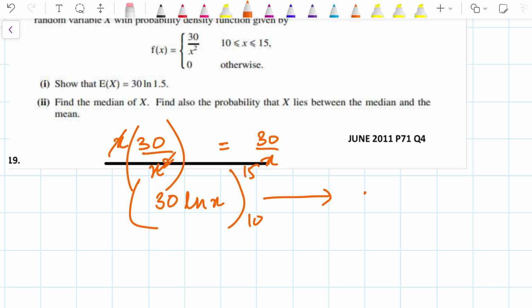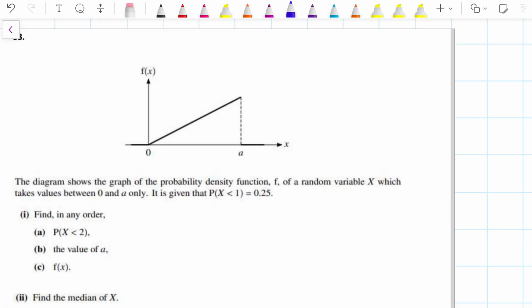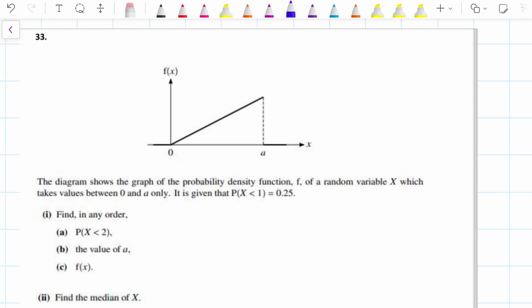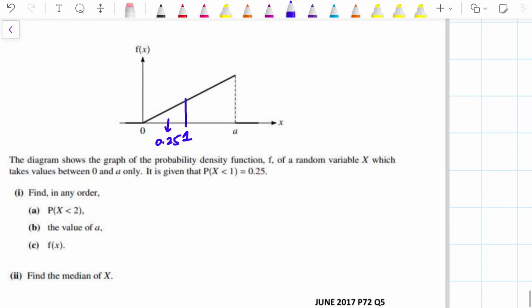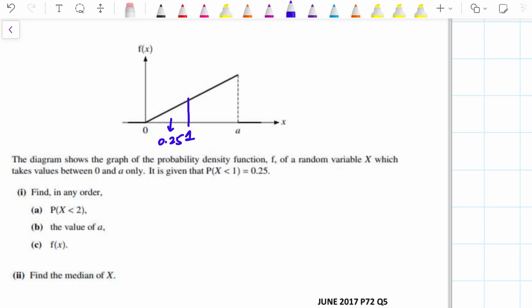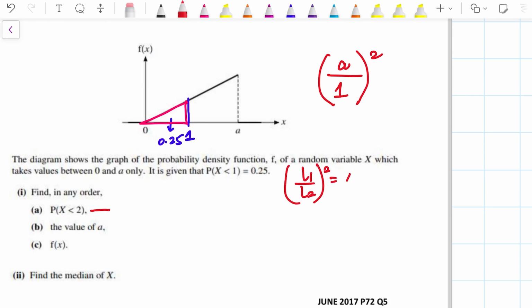All right. Let's do a couple more graph questions. Find in any order the probability of x less than 2, and what has been given to us is the probability of x less than 1 is 0.25. So 1 must be somewhere here, and less than 1 the probability is 0.25. So we can use the area concept. We can say that the smaller triangle is similar to this bigger triangle. Let's take the base of the bigger one as a, the base of the smaller one as 1, whole square, because I'm using the concept of L1 upon L2, the whole square is equal to area 1 upon area 2.